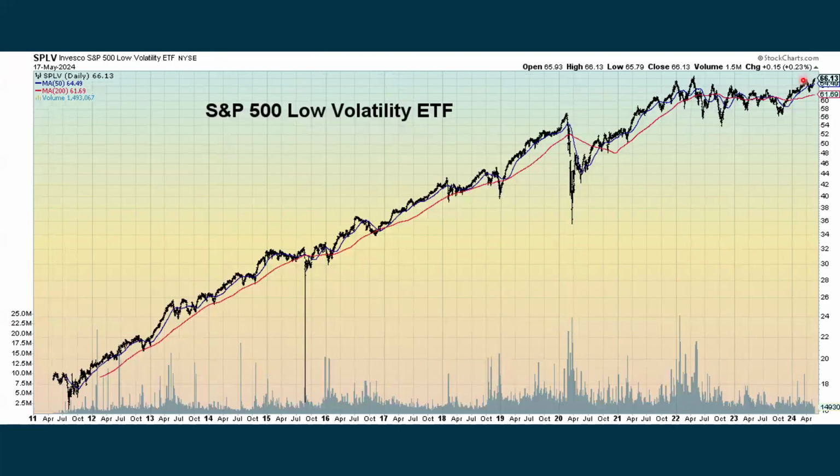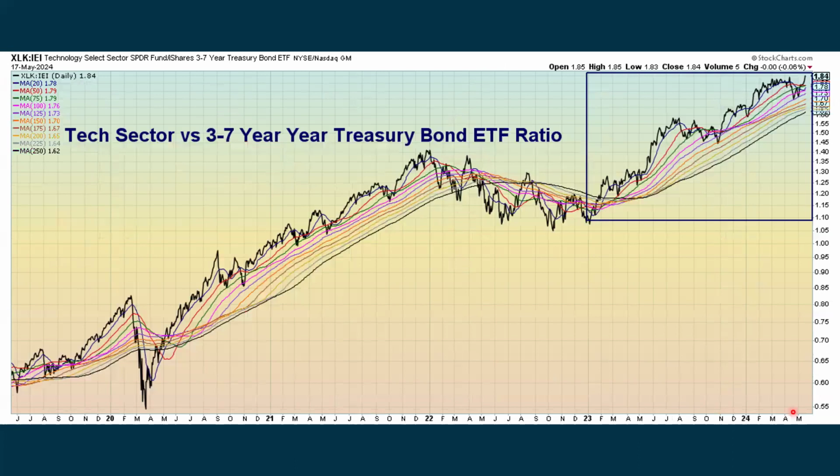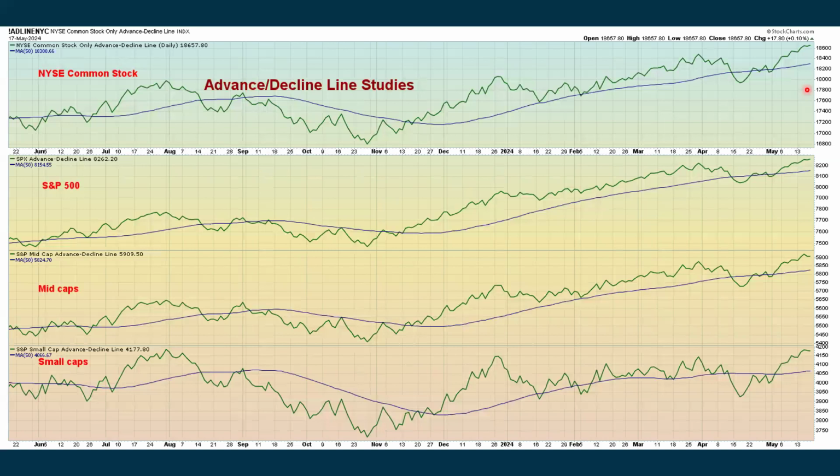Low volatility. This is what folks like to get into when they're concerned about market conditions. When we look at this by itself, it is in an uptrend and it's above both of its moving averages. But when we do a ratio between the low volatility ETF and the S&P, it's really underperforming. And we look at the tech sector and compare it with bonds. After pulling back into the rainbow when we had our decline in April, it's now starting to break out of the rainbow. And then we look at some other stocks, and I show this in the daily video as well.